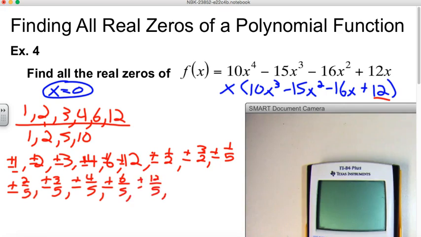All right, then put them all over 10. Positive and negative 1/10. Positive and negative, now 2/10 is going to give us 1/5 when we reduce it, so we don't have to worry about it. And now we got positive and negative 3/10. That won't reduce, that's a new one. Then positive and negative 4/10 reduces to 2/5. 6 over 10 will reduce to 3 over 5. And 12 over 10 will reduce to 6 over 5, which are ones that we already have.